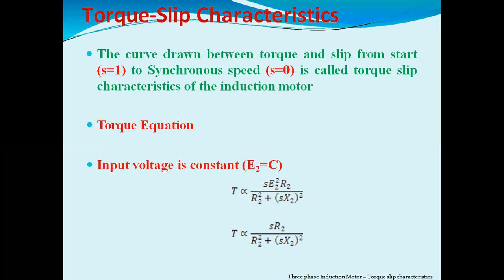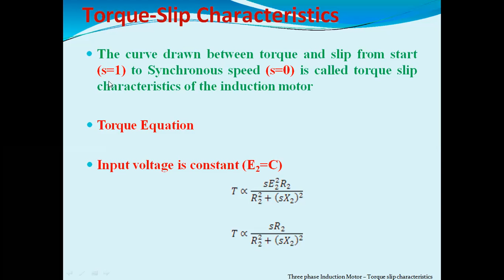Initially there is no rotor speed. Rotor speed, in rotations per minute, is denoted by the capital N, and that value is 0 at the start. So in the equation S equal to ns minus n upon ns, the value of n is 0, so S equal to ns upon ns. It means you will get S equal to 1.